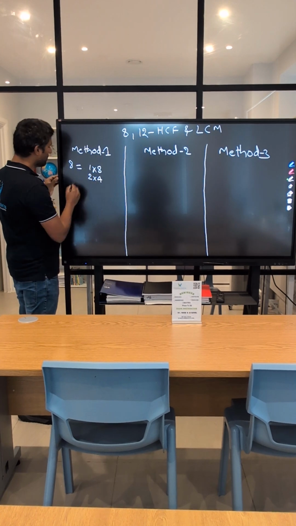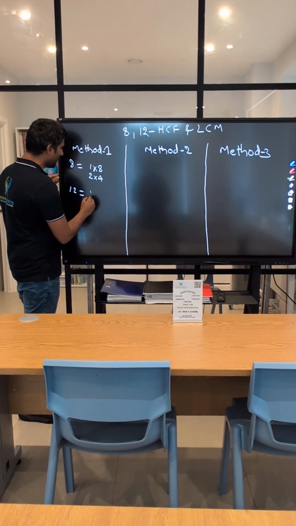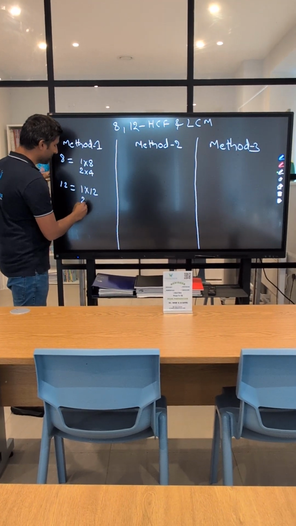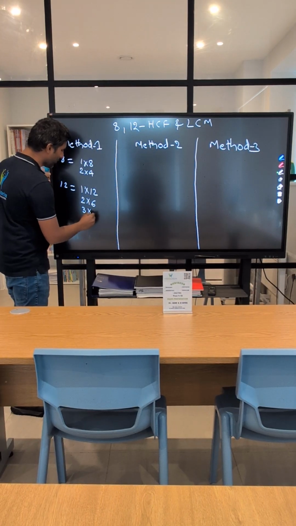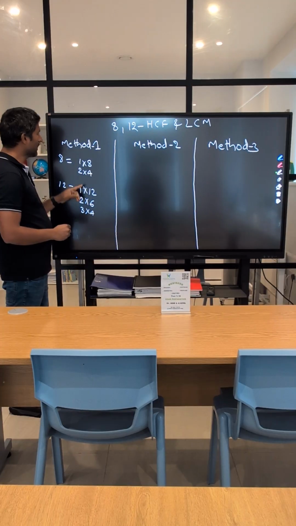And then let's look at 12. What are the different ways you can make 12? 1 times 12, then 2 times 6, then 3 times 4, and then it repeats: 4 times 3, 6 times 2. These are the different ways you can make 12.